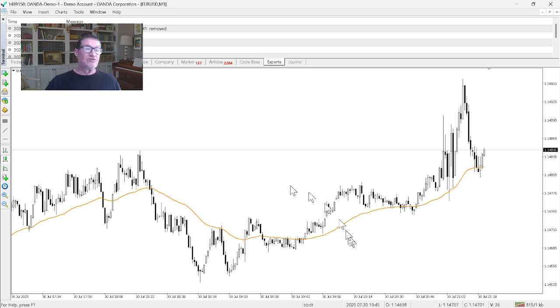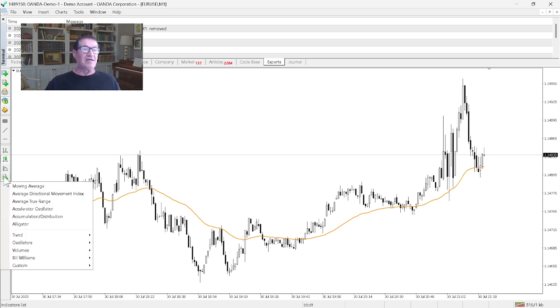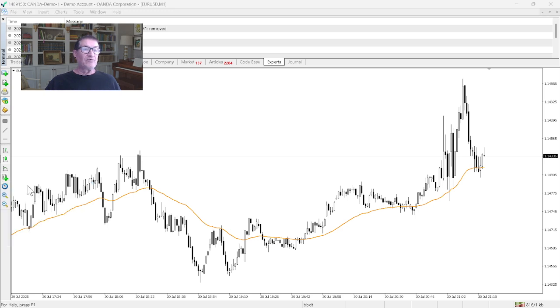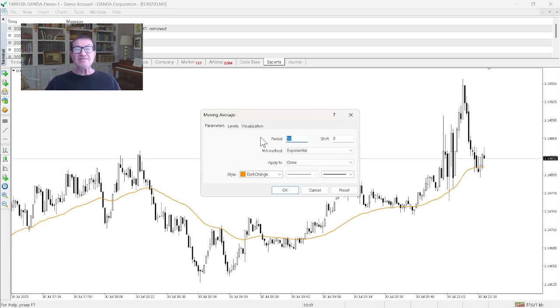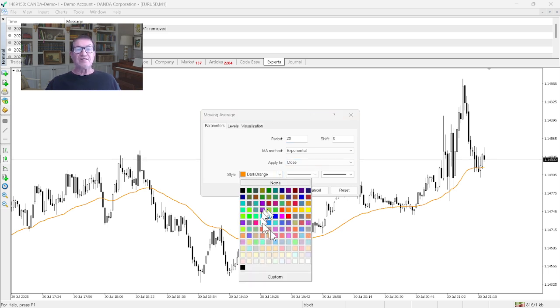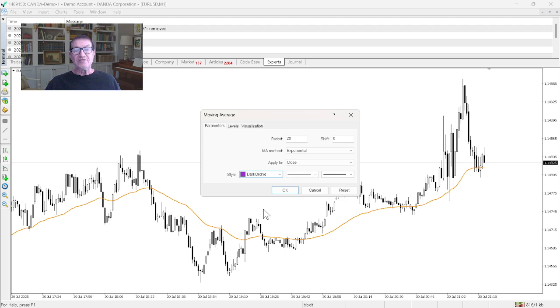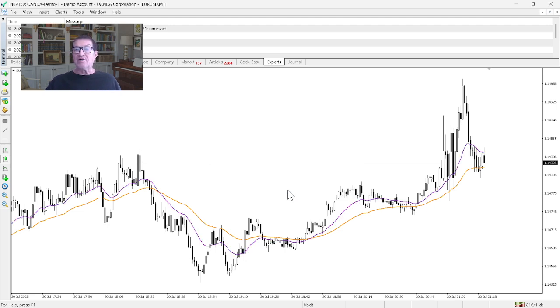What we're going to do next is add a second EMA. Again, we go to our indicator installation icon on MT4, we go to moving average, and this time we pick the 20. Again, exponential, no shift, on the close. We change the colors so that we can clearly see. I like the orchid color. I don't know why, but I do, so that's what I'll pick. We click on OK, and here we go.